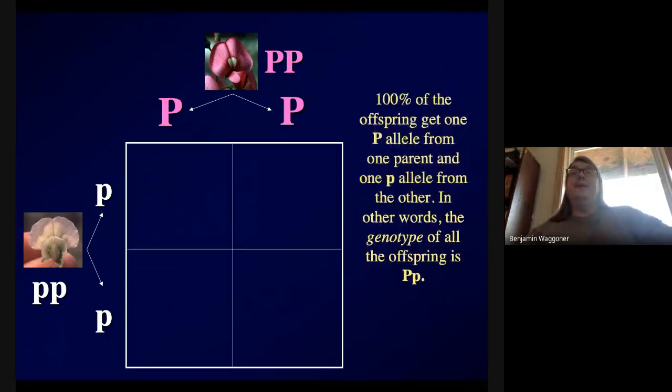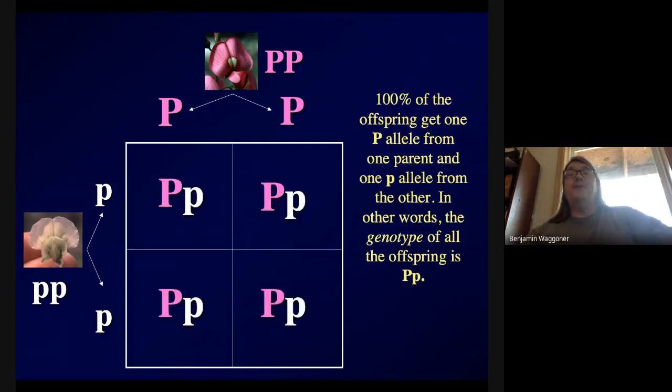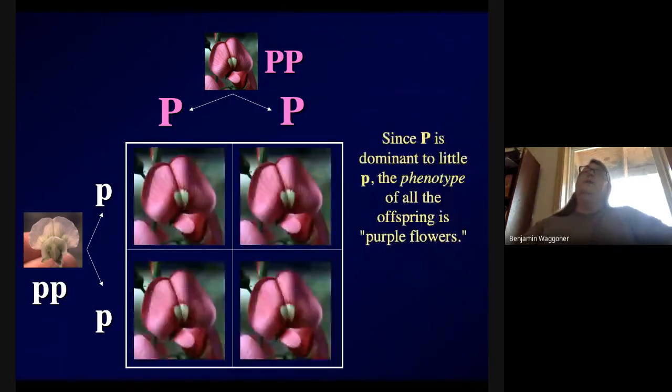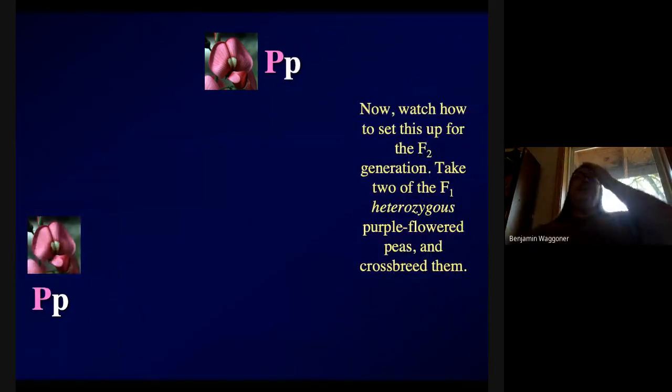100% of the offspring got one big P allele from one parent and one little p allele from the other. So the genotype of all of the offspring is big P, little p. Since big P is dominant to little p, the phenotype of all of these offspring is purple flowers. Okay, that was not very interesting. This might be a little bit more.